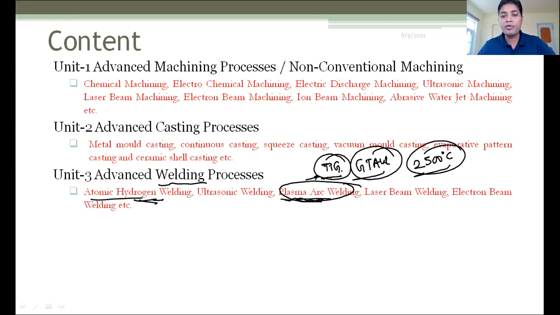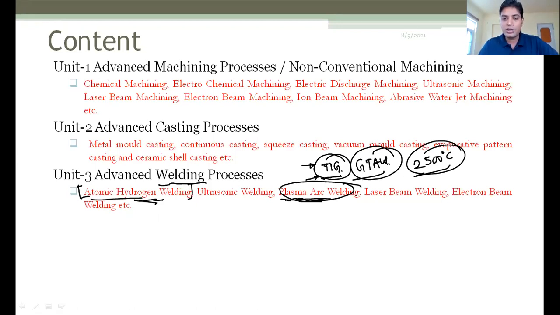And instead of using a single tungsten electrode, if we use two tungsten electrodes in the same process, then we can say there is atomic hydrogen welding. So that is also a kind of advancement of the TIG. That we will study.